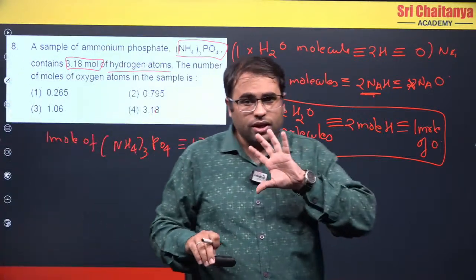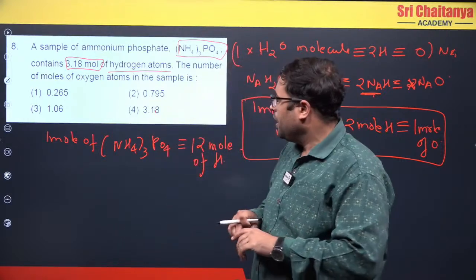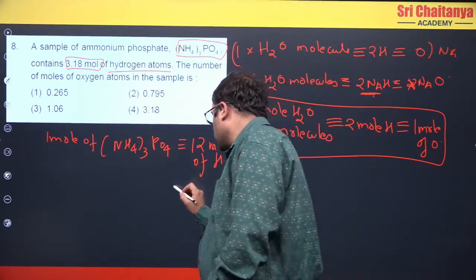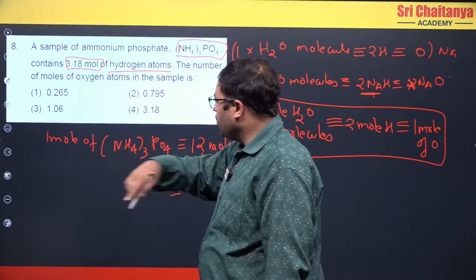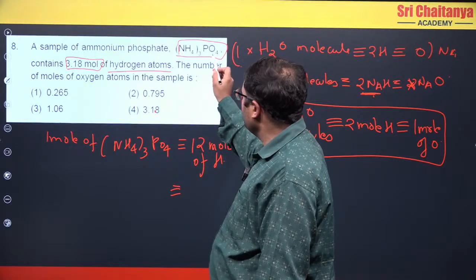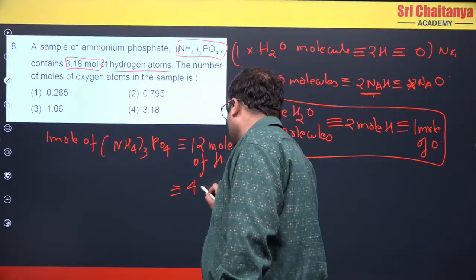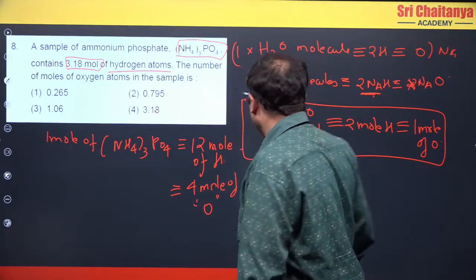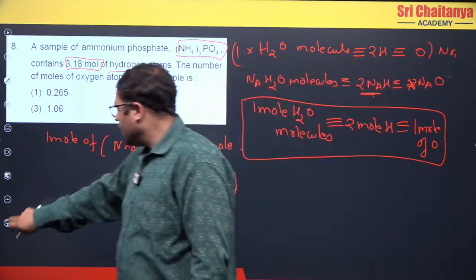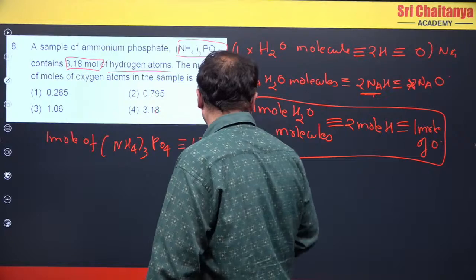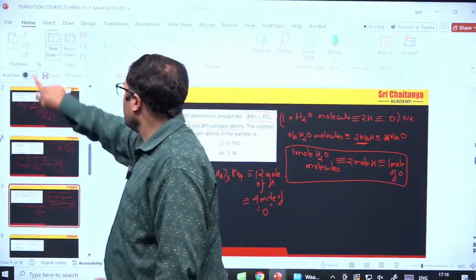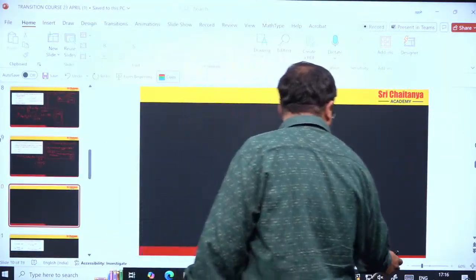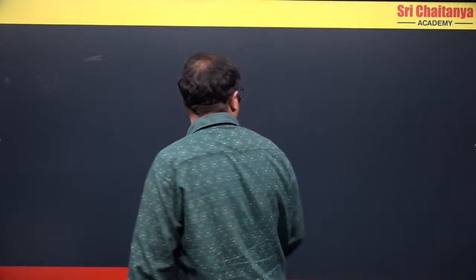Understand this very carefully. It's a little twisted question. So, we also know that 1 mole of this contains how many moles of oxygen? 4 moles of oxygen, right? Let us keep this slide. This is fairly important. You'll keep it in the PDF. Let me take a new slide and move forward from there.